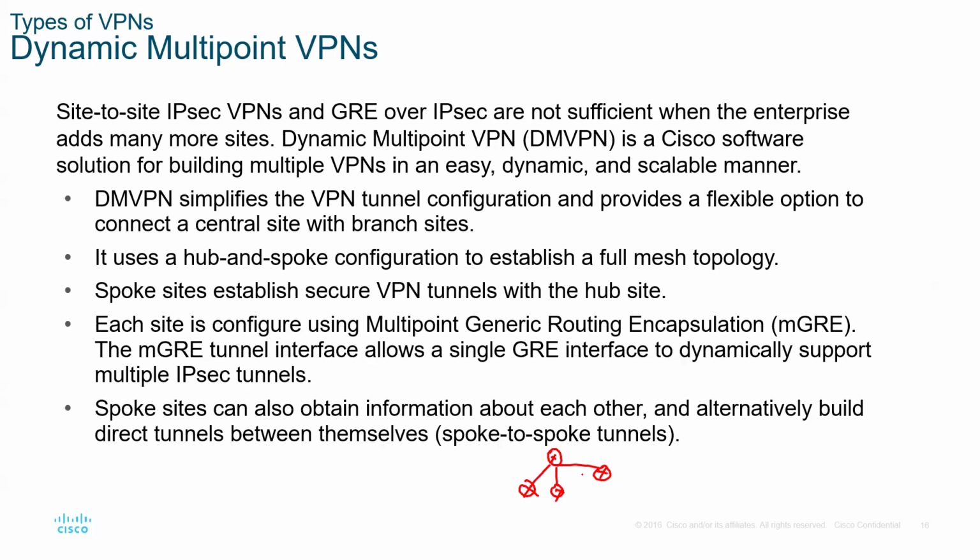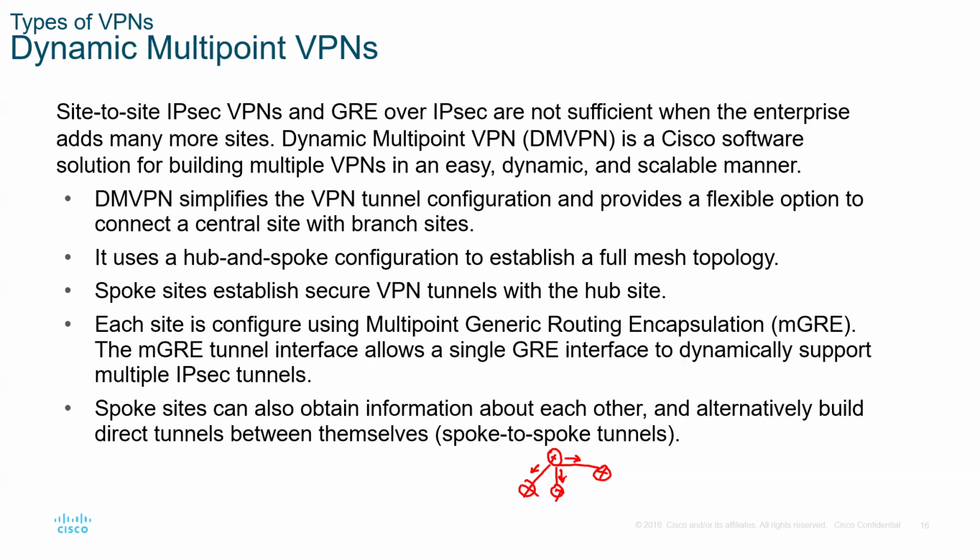Right. If I have 3 sites like this, it means I have to create a tunnel here. I have to create a tunnel here. I have to create a tunnel here. That's a problem in terms of my configurations and in terms of the amount of bandwidth that I'm using. That's a problem in terms of if I want to scale as well, that's an issue.